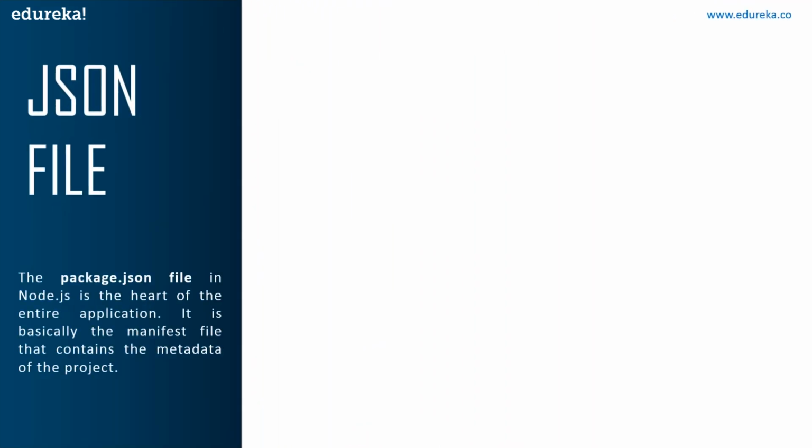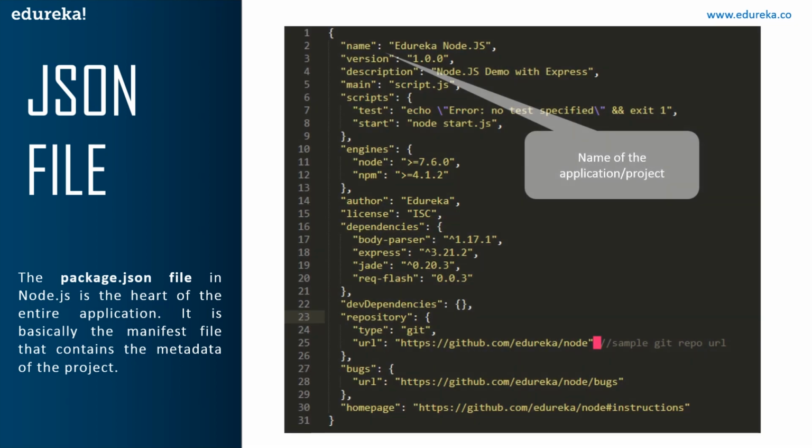For any node-based project, for any node-based development, the starting file, or the first file which comes into the picture, is the package.json file. The package.json file in Node.js is the heart of the entire application. It is basically the manifest file which contains the metadata of the project.